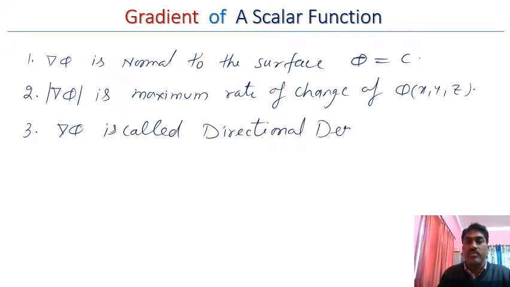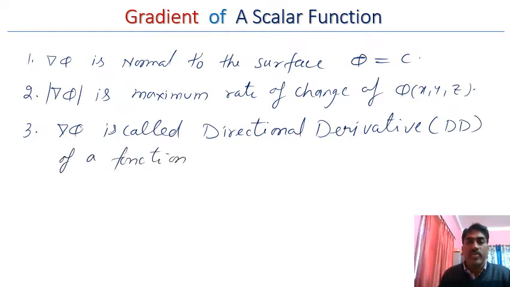We sometimes refer to it as DD, directional derivative of a function phi xyz. If phi xyz is some function, then del phi is referred to as its directional derivative. So del phi is gradient of phi, del phi is normal to the surface phi is equal to c. Mod of del phi is the maximum rate of change of phi, meaning maximum rate of change of a function or a surface. And del phi, if phi is a function, is called directional derivative. So this is the terminology that you must remember.